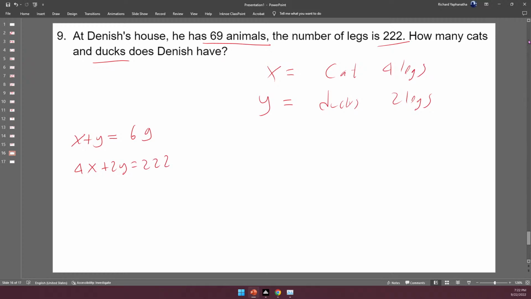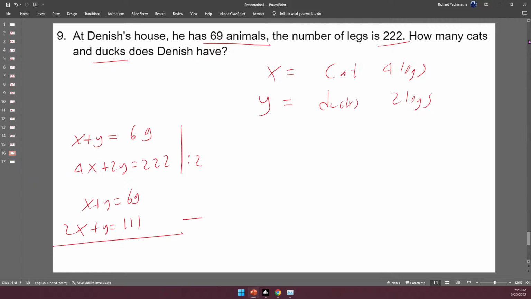We got the equations. The second equation can be simplified. We can use substitution, elimination, or graph. It is absolutely up to you, but it will be easier if we divide the second one by 2. So X plus Y equal to 69, and 2X plus Y equal to 111.